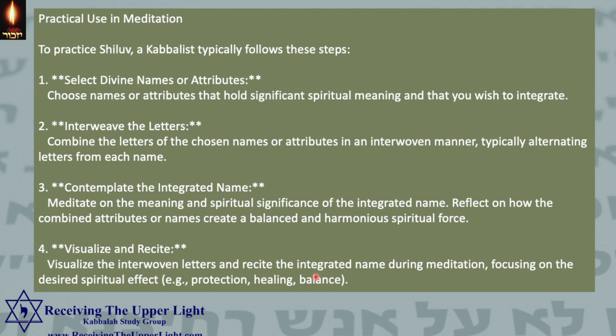And then visualize and recite. Visualize the interwoven letters and recite the integrated name during meditation, focusing on the desired spiritual effect: protection, healing, balance, and things like that.